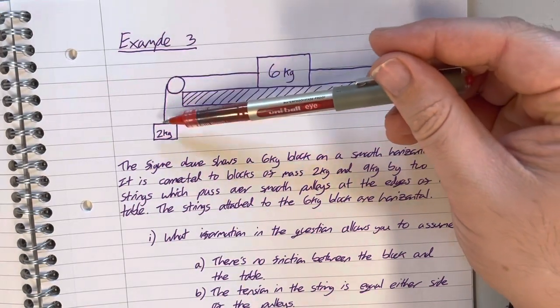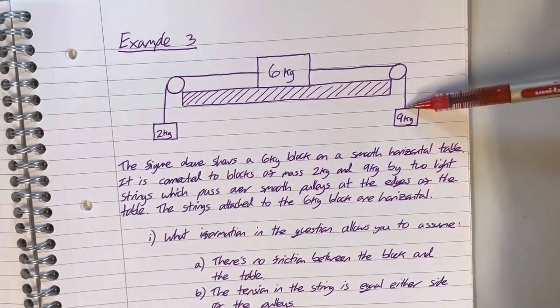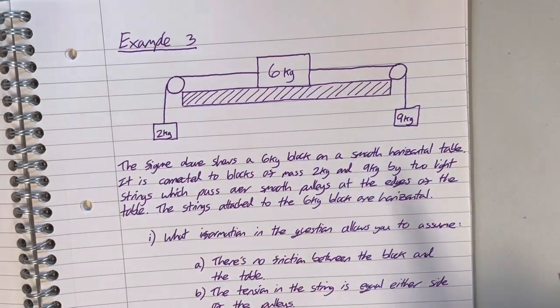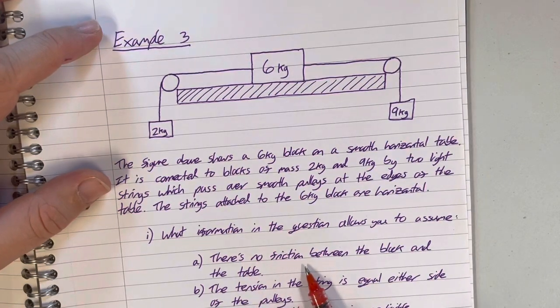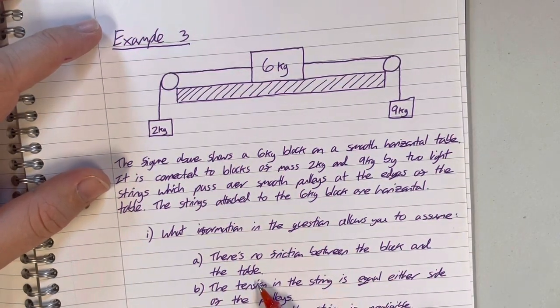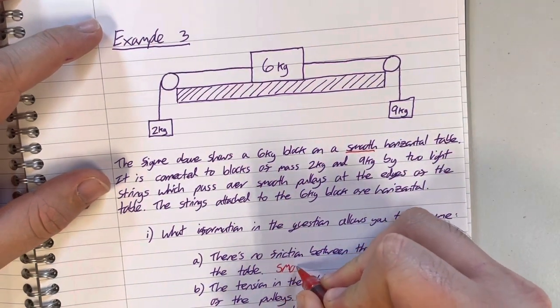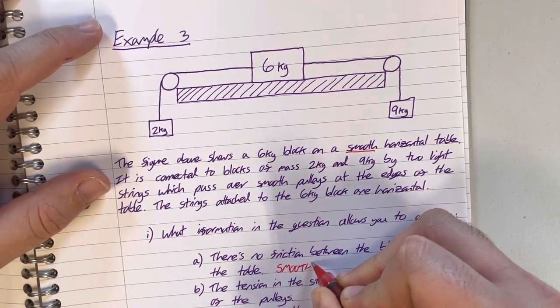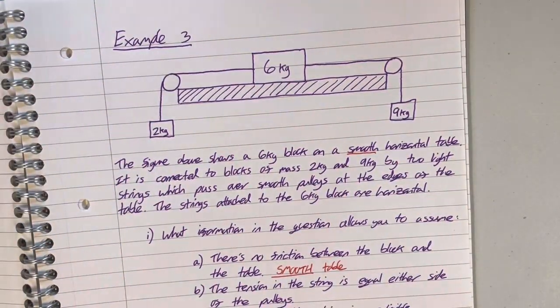And that's because there's no horizontal forces acting on these blocks. So you've got its weight, which will cancel with the tension. What information in the question allows you to assume there's no friction between the block and the table? Well, the fact that we've got a smooth table. So the smooth table allows us to assume there's no friction.